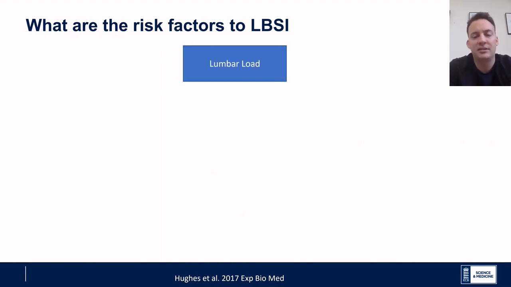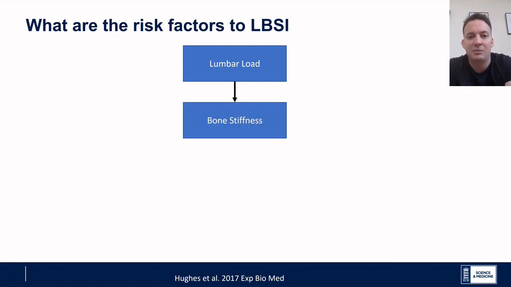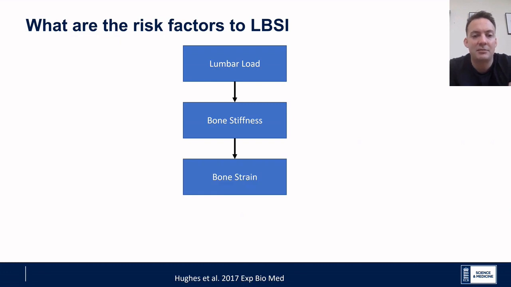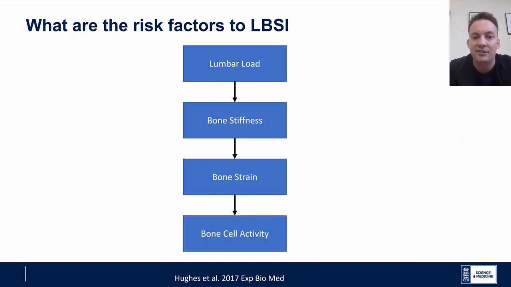So we know that there's a given lumbar load, and this interacts with the stiffness properties of bone, and these collectively place a strain within the bone, which is what our bone cells, the osteocytes, can detect. So we know that there's this bone cell activity going on.